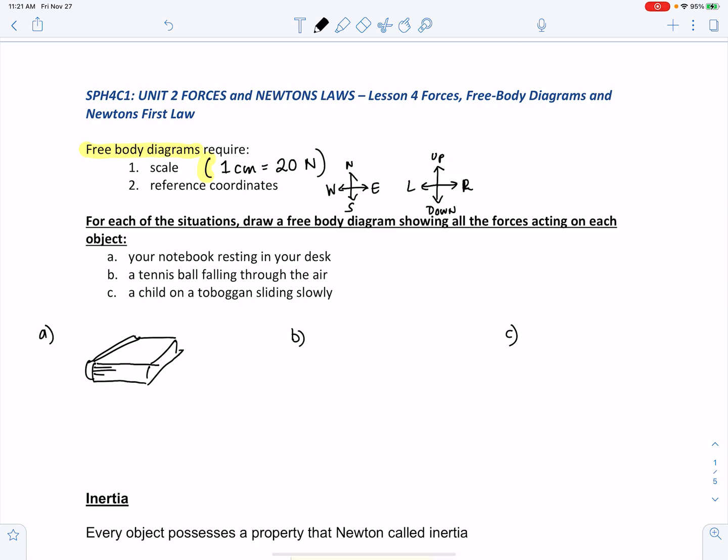So when we do this, we're going to draw the book itself. We don't have to draw the desk. All we're looking at are the forces that are acting on the book itself. Okay? So let's examine what forces exist on this book. Well, the force of gravity will pull down on the book.